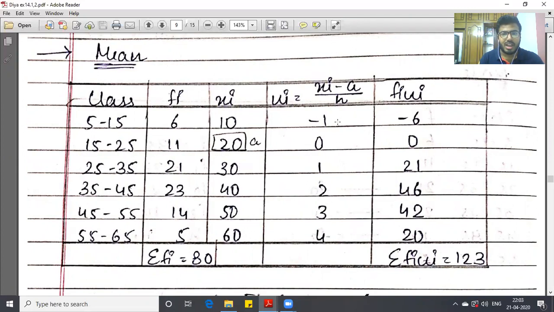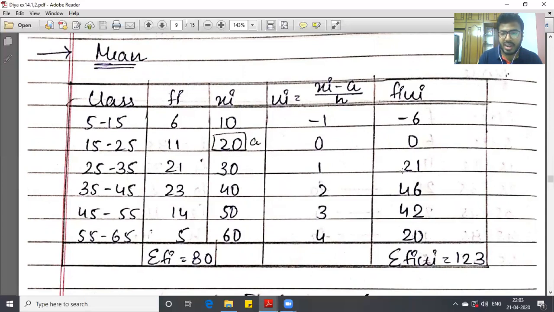Hope you understood how to do the mean. You know how all of this came; or revise the first portion again. Now see, she has taken the A value in the second term itself. What is the reason? She doesn't want many negative answers, so she took it in between. In the second one itself she has chosen, so that only one minus is there. Otherwise -1, -2, it will be more. So it is according to your wish. You can take A anywhere. Accordingly you calculate fiui.